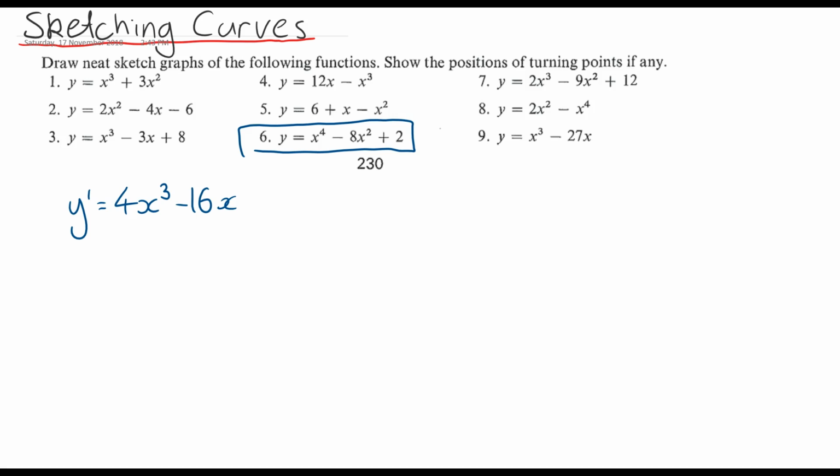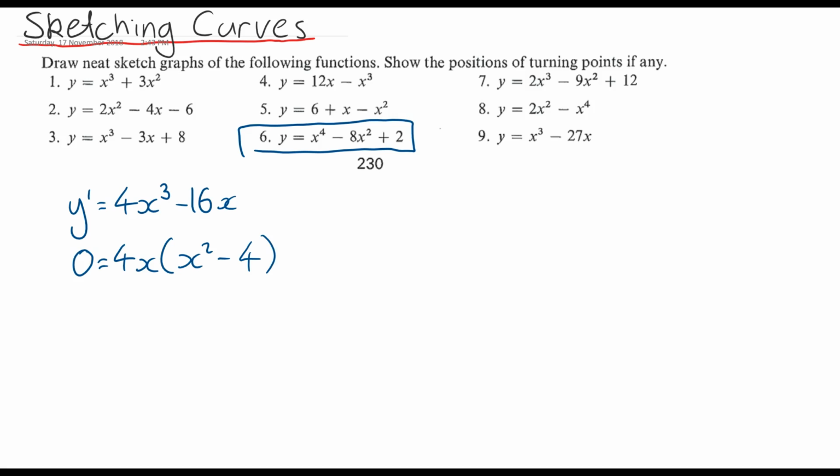So now I've got that, what I do is I start factorizing. I set it to 0. The first factor I'm going to take out is 4x, because there's an x in the first term, an x in the second term, 4 in the first term, 4 in the second term. So it becomes 4x outside of x squared minus 4.